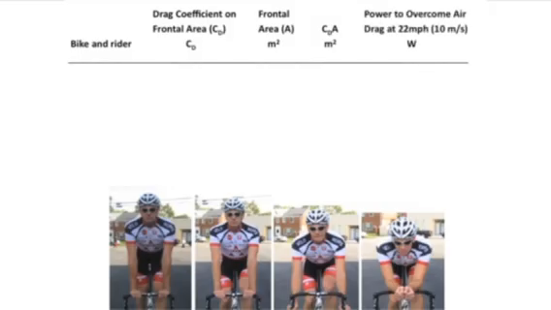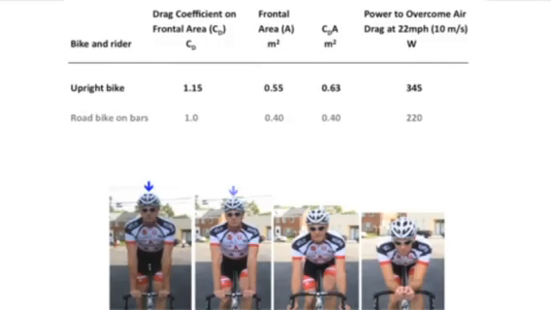And then we're going to look at the power to overcome drag for each of those positions at a speed of 22 miles per hour, and that will be expressed in watts. 22 miles per hour is also 10 meters per second. Sometimes you see speed expressed in meters per second instead of miles per hour or kilometers per hour. In the first case, here's Tom in an upright position. He has a drag coefficient of 1.15, a frontal area of 0.55 square meters, a product of 0.63, and it's going to take him in that position 345 watts of power to overcome aerodynamic drag at 22 miles an hour.